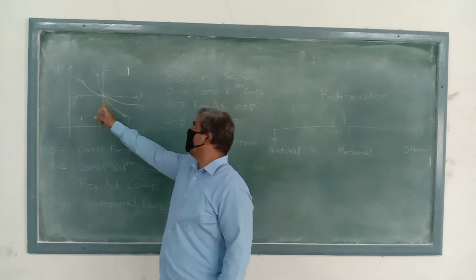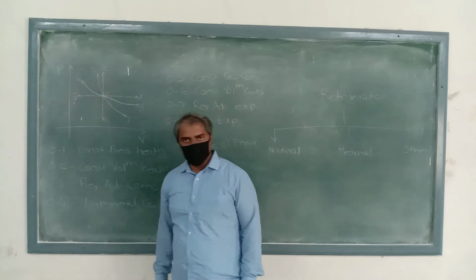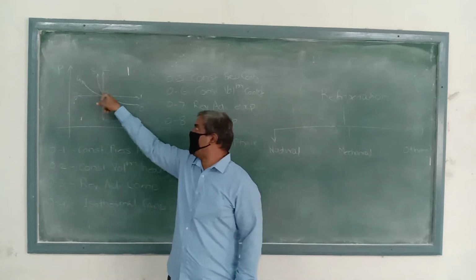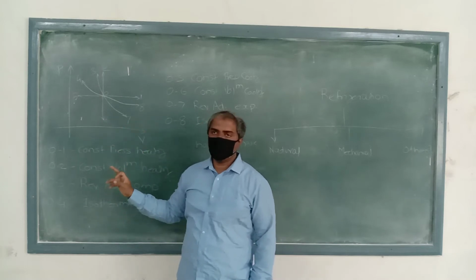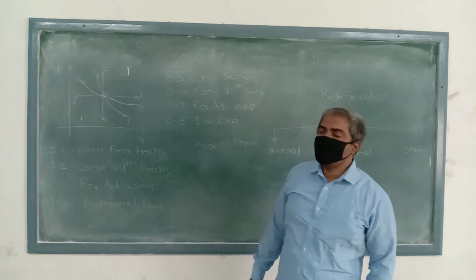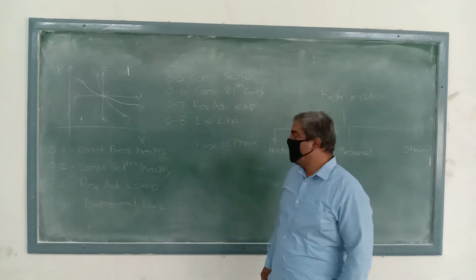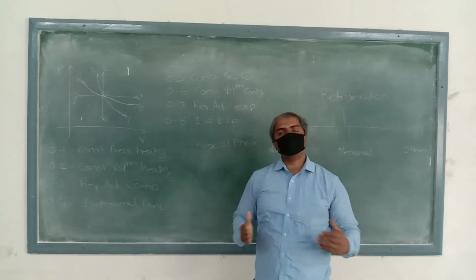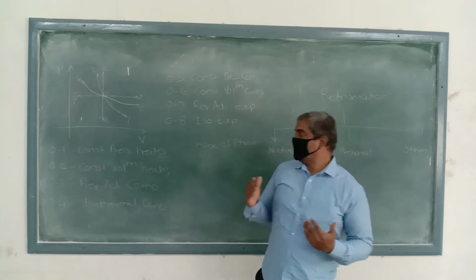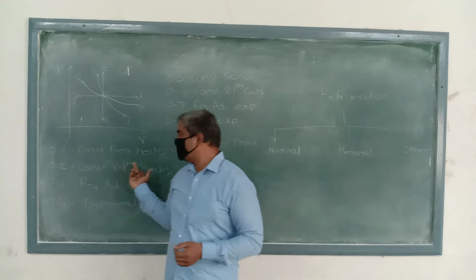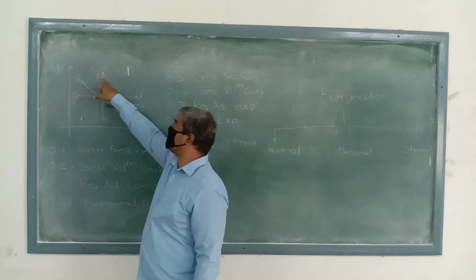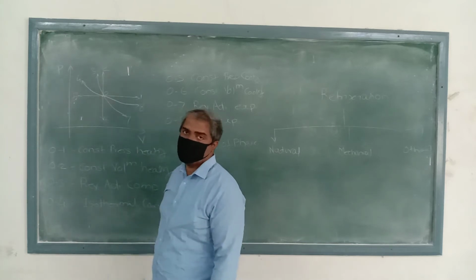Now the second process, 0 to 2. In this 0 to 2 you can see the volume parameter is constant, but pressure is increasing. In the temperature and entropy diagram, we find that the temperature is increasing and the entropy is also increasing. So we call this process a constant volume heating process. You can see clearly the volume is constant and pressure is increasing.